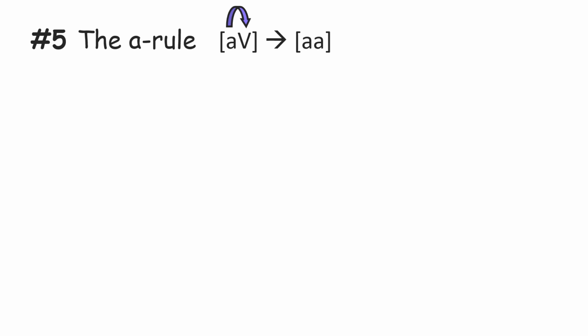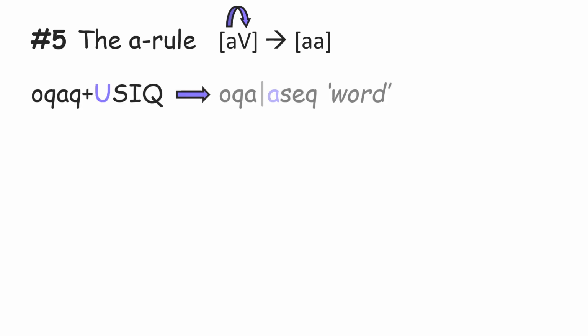Let's have a look at some other sound rules. Take for example the A rule, which can be considered the 5th sound rule. It states that any vowel following an A will also become an A. This rule explains why the U in usaq turned into an A when we attached it to the word root oqaq. Note that usaq also deletes the final q of the word root because of Sandhi.